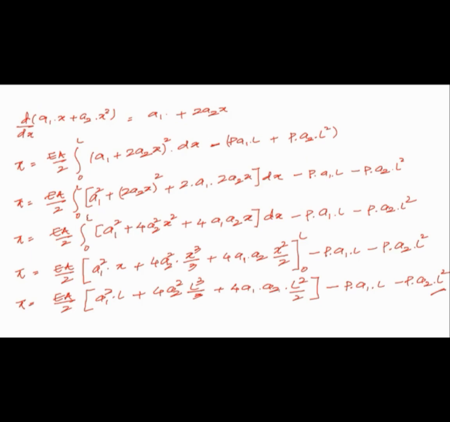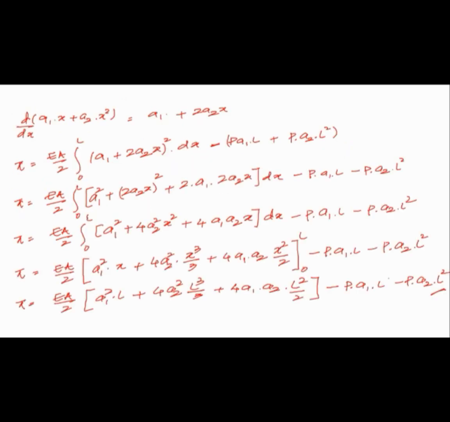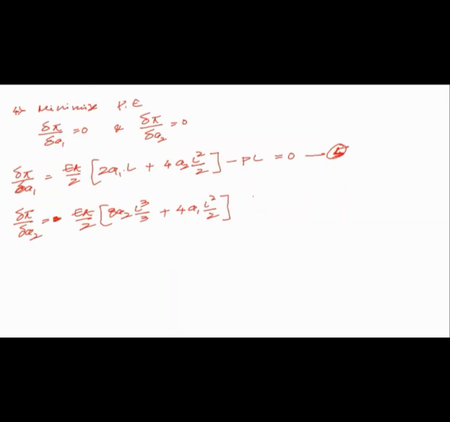here once again I need to differentiate with respect to A2. Therefore, the constant terms are 4A1 L square by 2, so I'll keep it as it is. 4 A1 L square by 2. Then this A1 is constant, 0. With respect to A2, when I do it, it is minus P into L square. So it is minus P into L square is equal to 0. So let us take this as equation number 6.